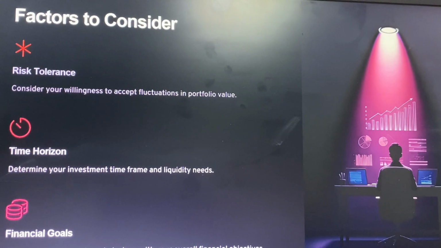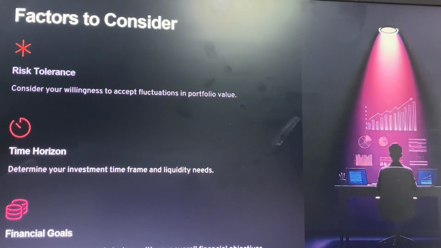Then we have time horizon. You have to determine your investment time frame and liquidity needs. How much time you're going to invest into that portfolio. So you have to choose a bond investment strategy that will align with the time you're going to take, and the amount of liquidity you're going to need for that portfolio.